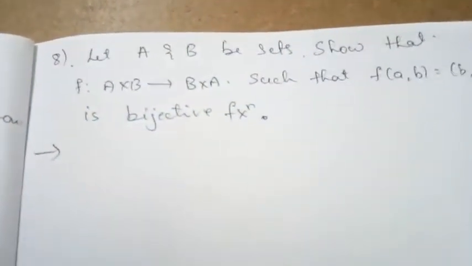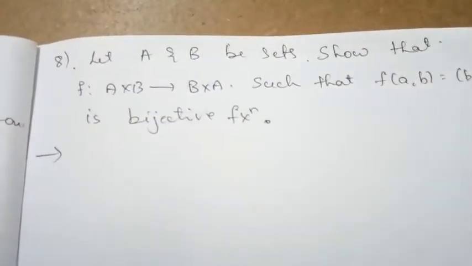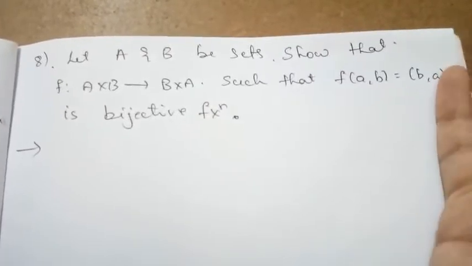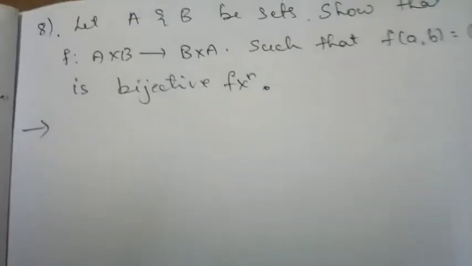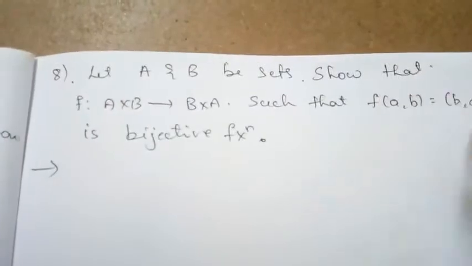So next, moving to the 8th question. The 7th question is a bit easy, so I hope you can do it by yourself, where they have given you two functions and you need to check whether the given function is 1-1 or onto. So the 7th question is to do it for yourself.